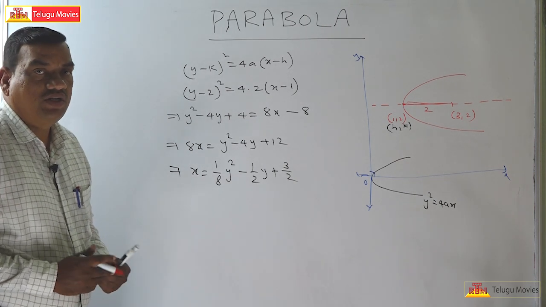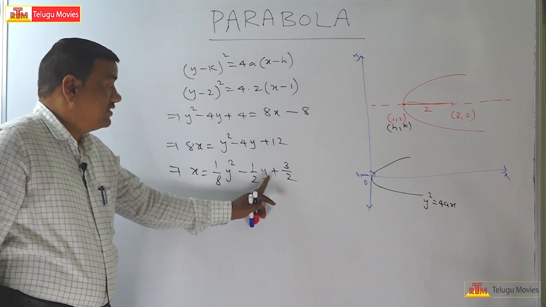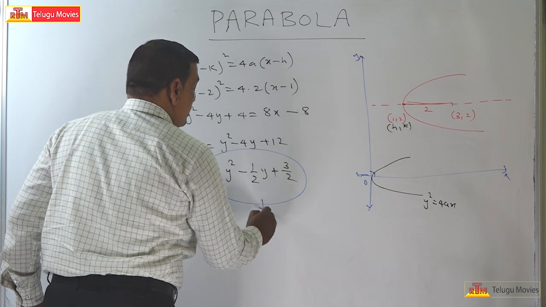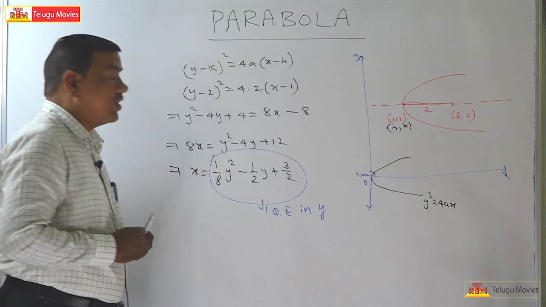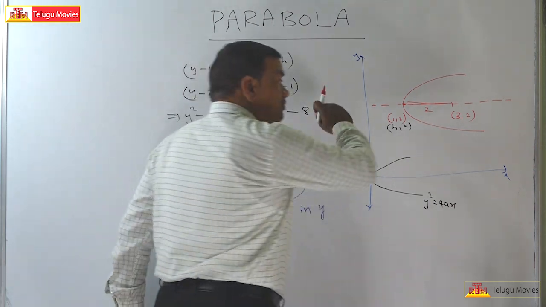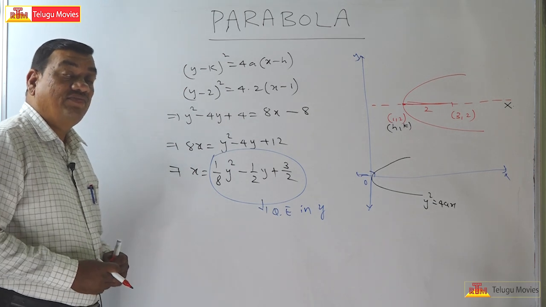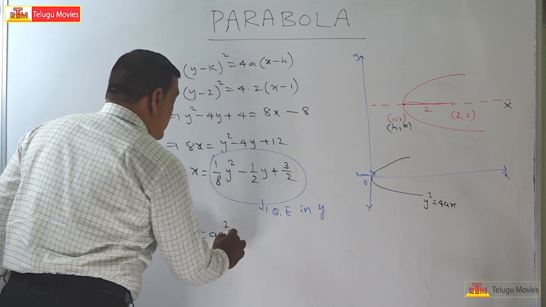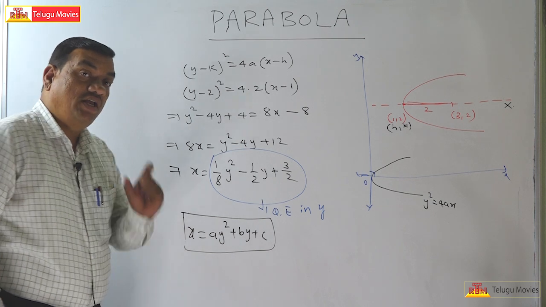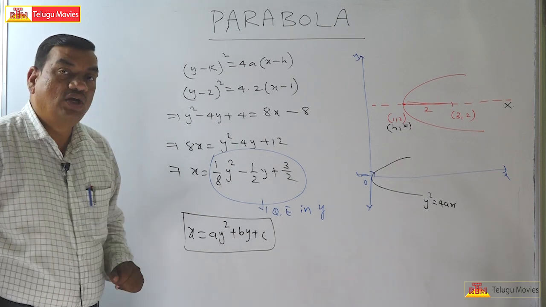What do you observe here? The left hand side has only the x quantity. On the right hand side, y square is there and y is there, so this is a quadratic expression in y. Understand this? That means if the axis of the parabola is parallel to the x axis, then the equation of the parabola is of the form x is equal to ay square plus by plus c. On the left hand side only the x term will be there, and on the right hand side you will get a quadratic expression in y. So that is the conclusion we get.